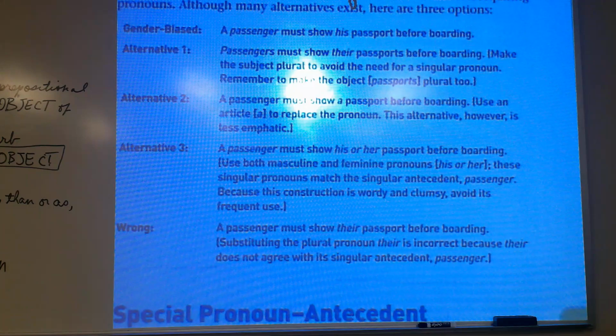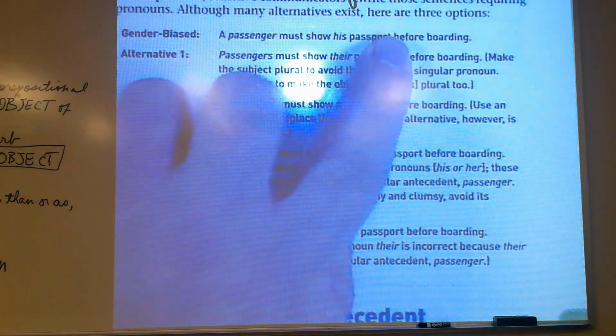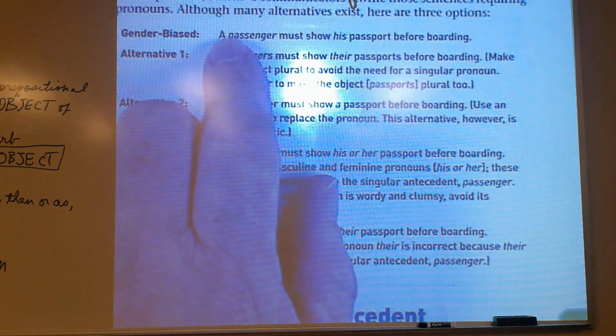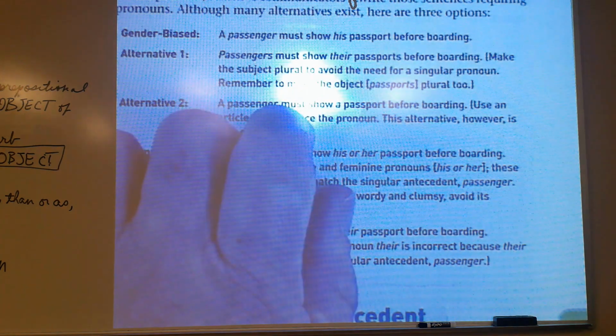Okay, with gender biases, we want to be as specific as we can. A passenger must show his passport before boarding. Notice how gender specific this one is, because surely passengers include both male and female, right? So this one's absolutely incorrect. We would not use it at all in today's business communication.